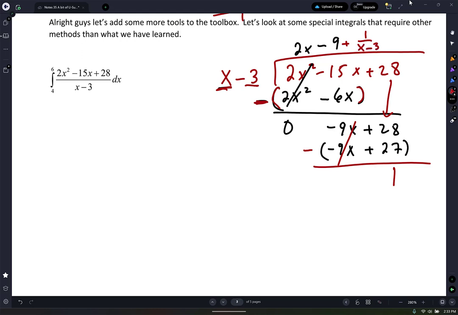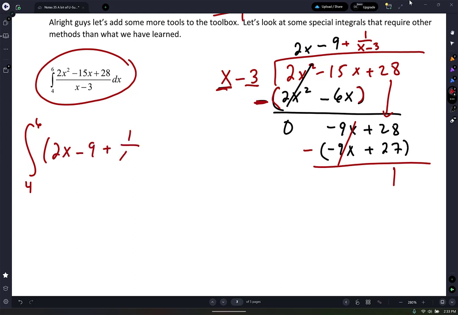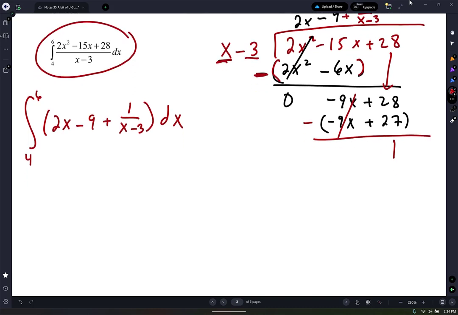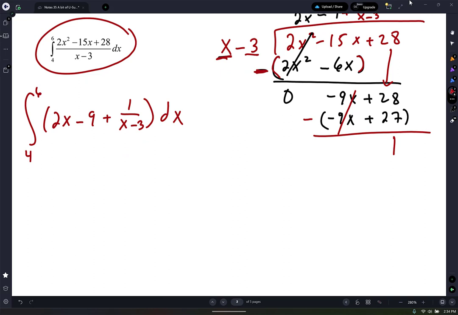Are we okay? See, hopefully this is making sense now. So this right here, does it look simpler if I write the integral from 4 to 6 of 2x minus 9 plus 1 over x minus 3 dx? Yes, it's a lot simpler. Do you guys notice that? Don't say sure. Does it look simpler?